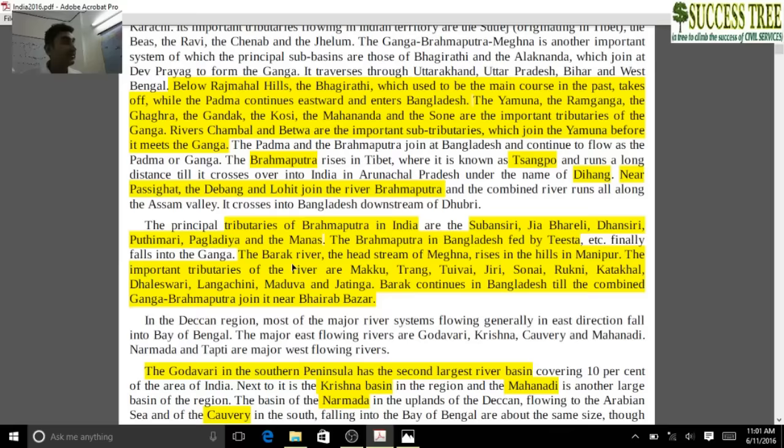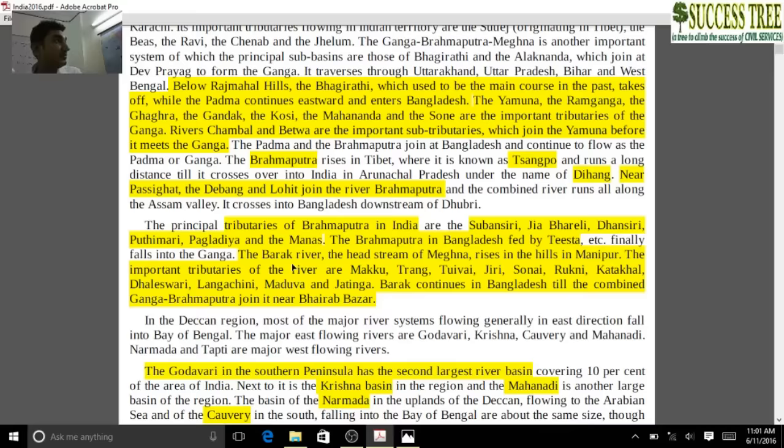Now the sixth one is the proposed one, this one in the Barak Valley. So various rivers in the northeast will be connected by way of canals or whatever way, and this river water system, inland waterway will be formed. That is on the Barak River and its tributaries.